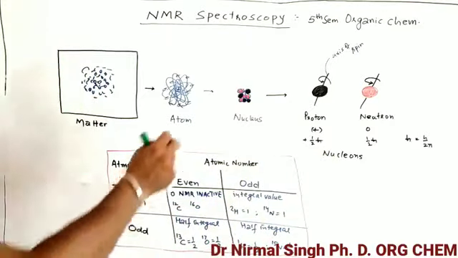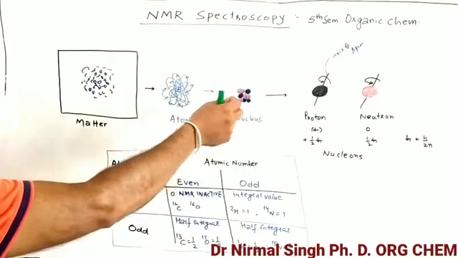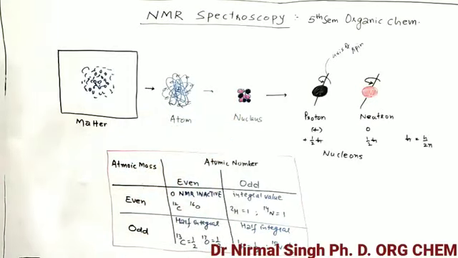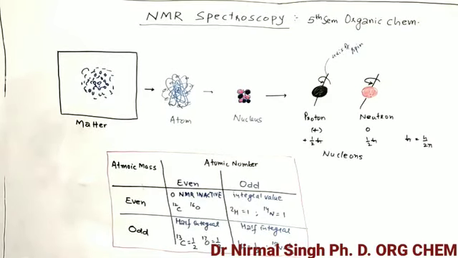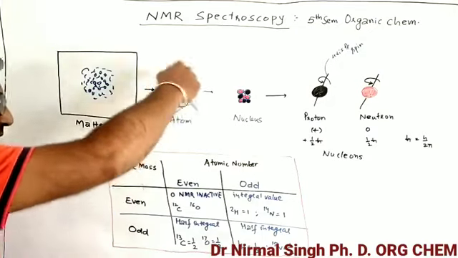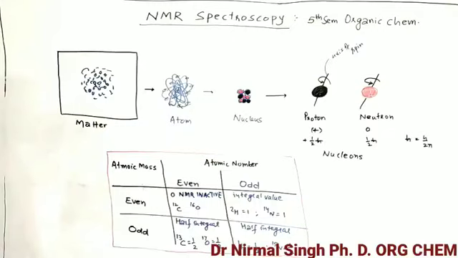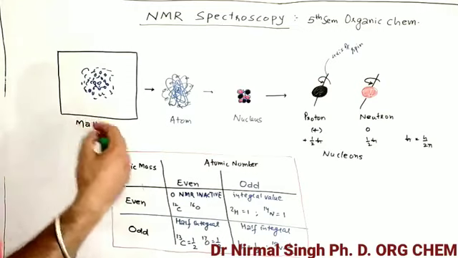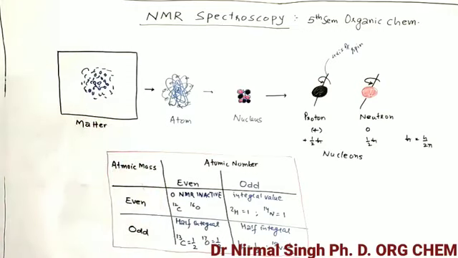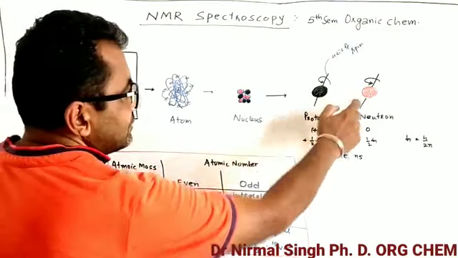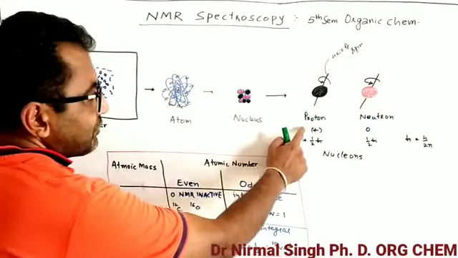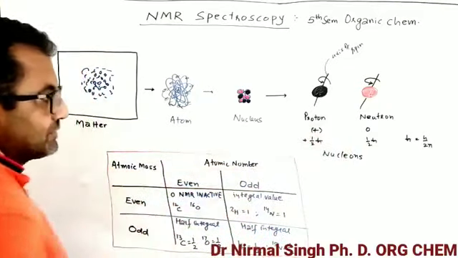Now, for a neutral atom, the nucleus has the same number of protons and neutrons. Proton has a positive charge, but neutron has no charge. It means the charge on the nucleus is only because of the protons, because neutrons do not have any charge. Neutron is a neutral species. So proton has a positive charge and neutron has a zero charge.